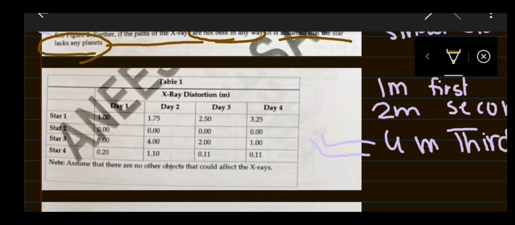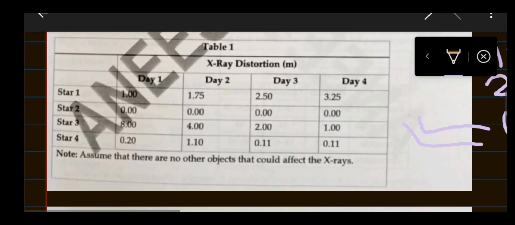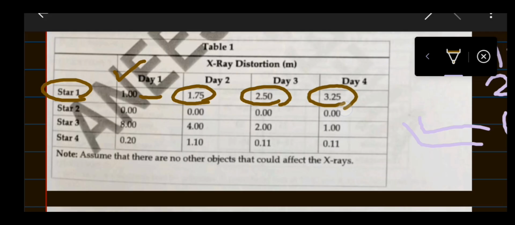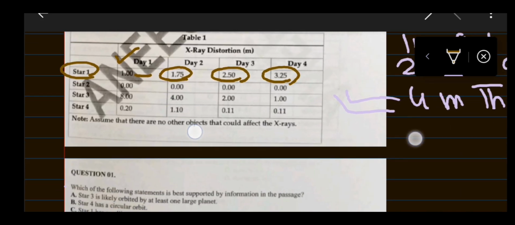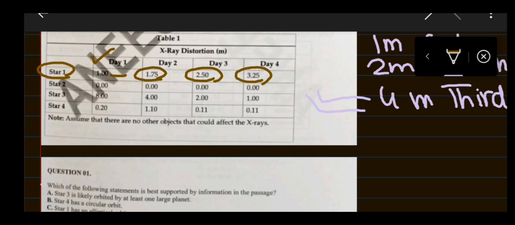Okay, so this is the X-ray distortion diagram that is given. Here you can see star 1. Star 1 on day 1 is 1 meter, then 1.75, then 2.50, and then 3.25. So what you can identify from this table is that in star 1 there's an increasing order: 1, then 1.75, then 2.50, and then 3.25. This means they follow the circular orbit.